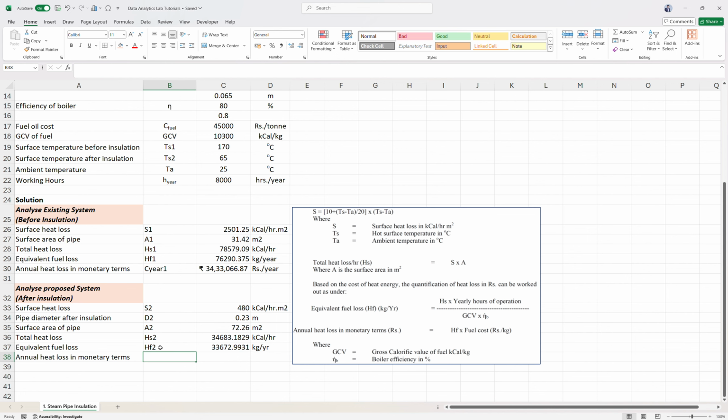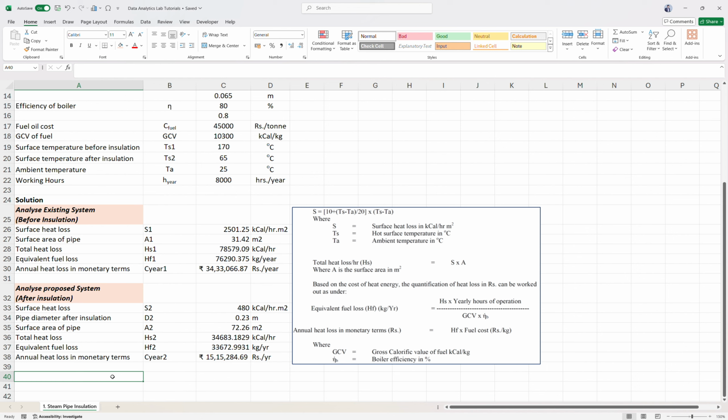Annual monetary heat loss, C year 2. So now this is equal to HF2 multiplied by, because HF2 is in kg per year, we have to convert this into ton only, then we can multiply it with the price per ton. So now I will press tab. So now it is showing 15,284. I will click on that cell, then I can go to my currency mode. Yes, now it has been converted to rupees, 15,15,284. This much money is getting lost per year after insulation. Remember, insulation will not make surface heat loss equal to 0, but it will minimize the heat loss drastically.